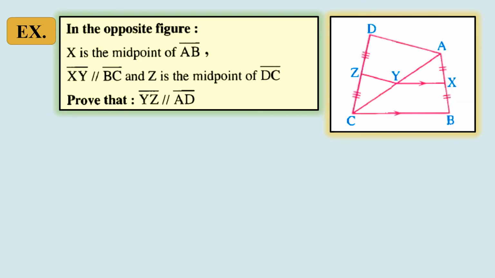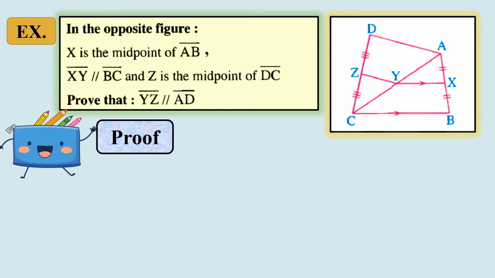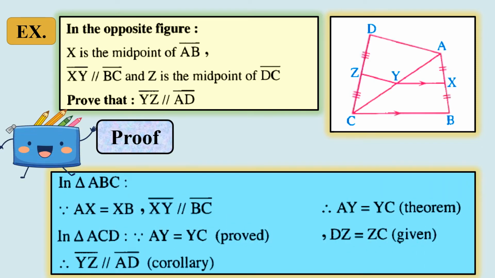In the opposite figure here, X is the midpoint of AB, XY parallel to BC, and Z is the midpoint of BC. Prove that YZ parallel to AD. In triangle ABC, since AX equals XB, XY parallel to BC, then AY equals YC as a theorem.